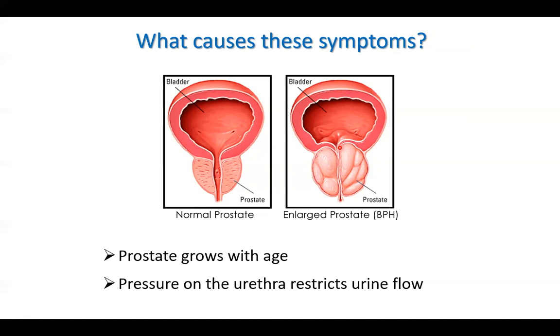There may be some association, some risk factors like diet and metabolic syndrome and all these things. They increase the risk of BPH. But the main culprit is androgen.